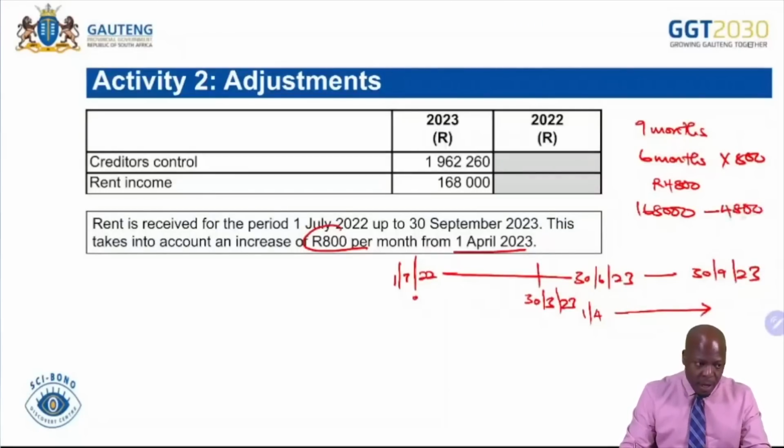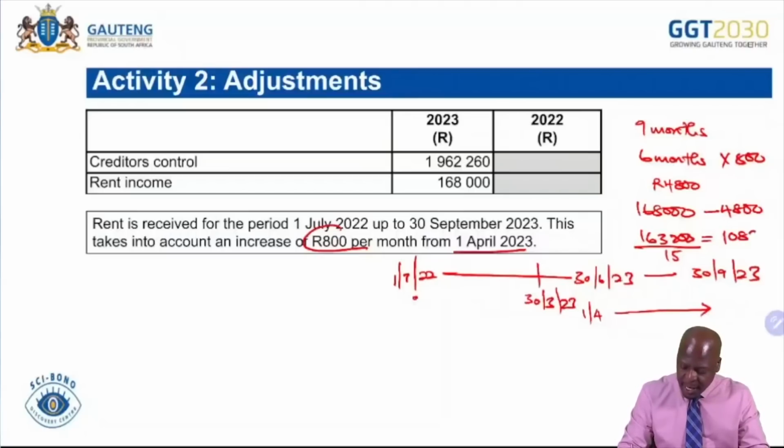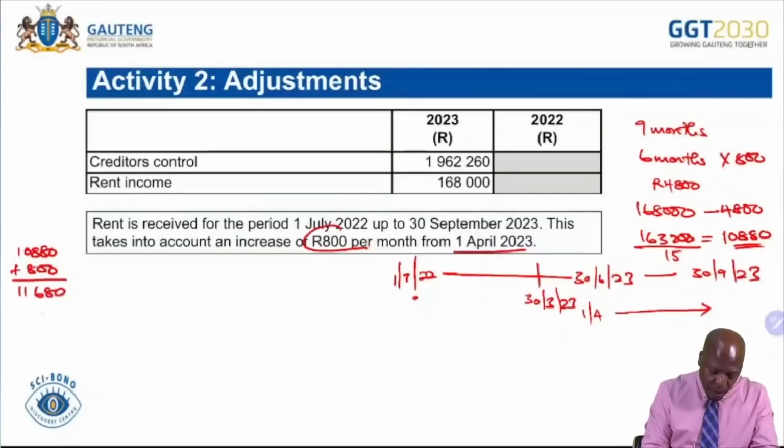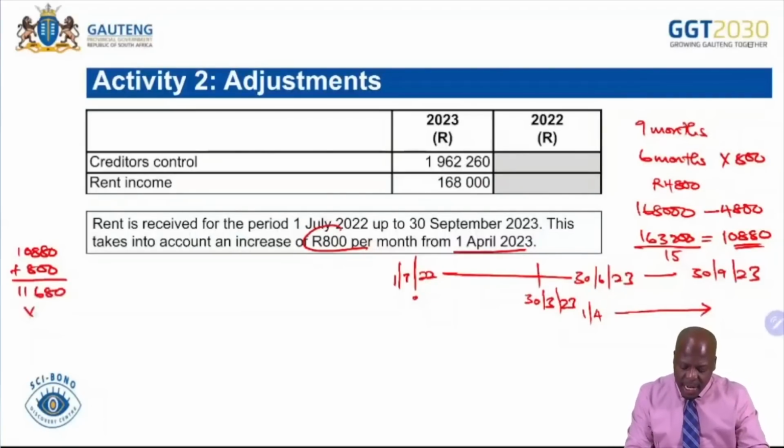Then you now come and say your 168,000, which is your rent income, minus the 4,800, which is the increase. Then you end up with 163,200. That 163,200 you then divide by the total number of months that we have received for, which is your 15 months. You then realize that your rent before increase was 10,880. If you then add the increase of 800, that means rent after increase was 11,680.